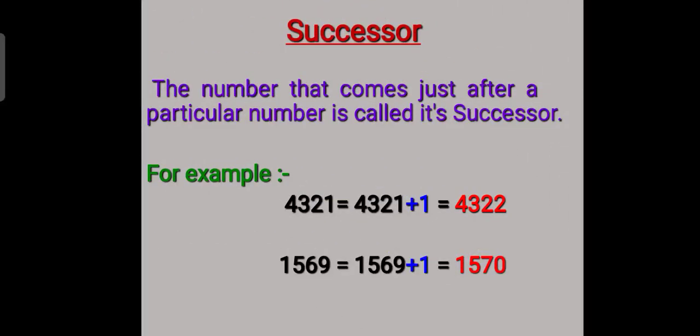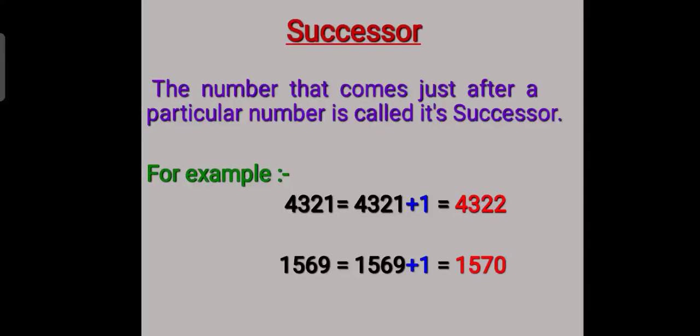Now next comes successor. What is a successor? The number that comes just after a particular number is called its successor. It means find out the next number. To find the next number, what do we have to do? We have to add 1. Now let's understand it with the help of an example. The first number given is 4321. Find its successor. What can we do? We will add 1.